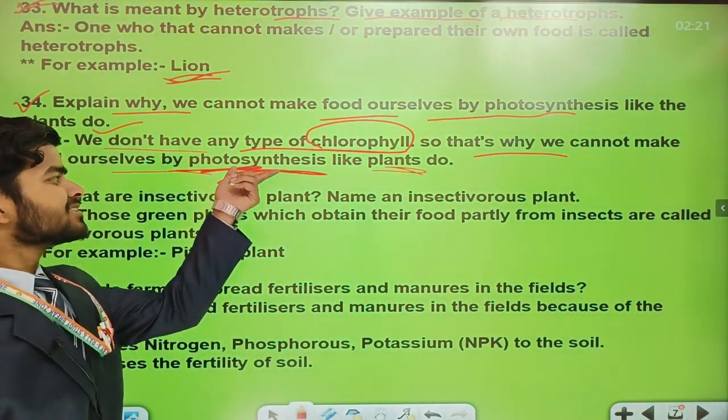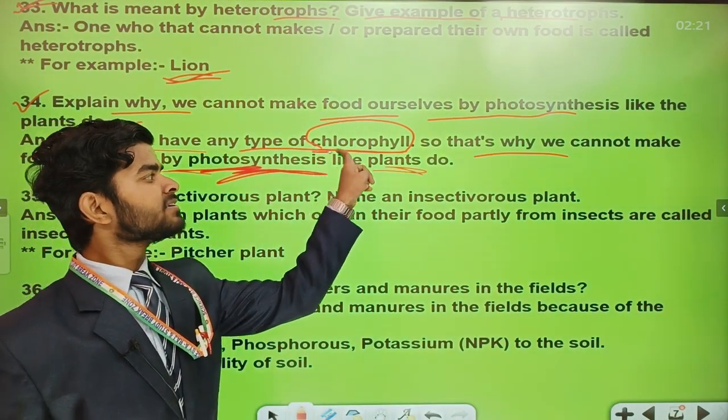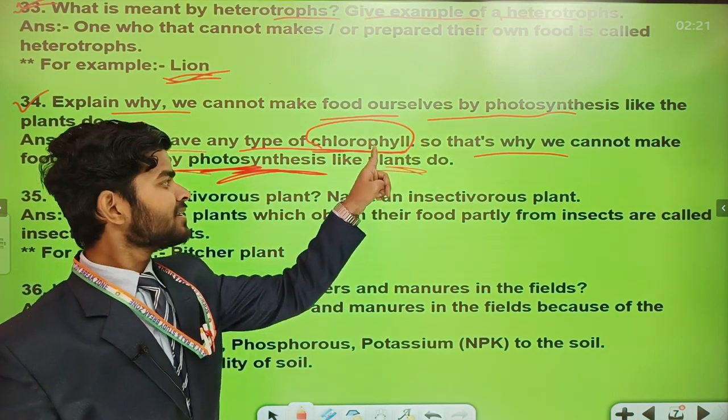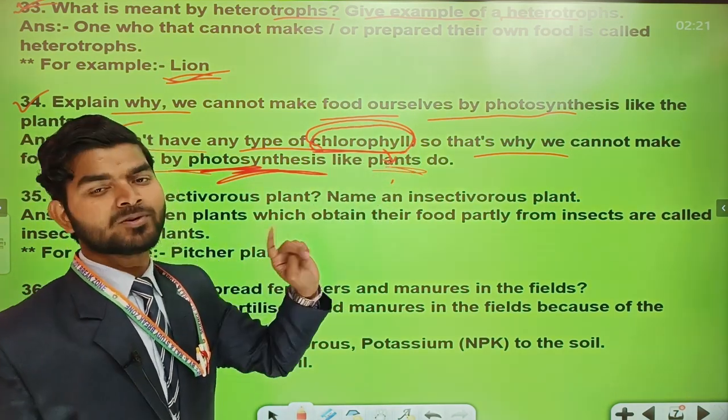And do you know the conditions necessary for photosynthesis? There are four conditions, and chlorophyll is one of them, which is fulfilled in plants. But we don't fulfill the condition of chlorophyll because we don't have chlorophyll.